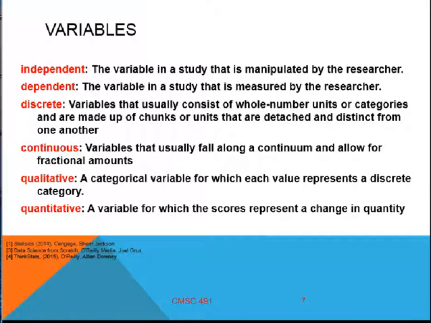The group of subjects that serves as a baseline in a study is the control group, and the group of subjects that receive some level of treatment is the experimental group. The manipulated variable in a study is the independent variable, and the variable measured in the study is the dependent variable.